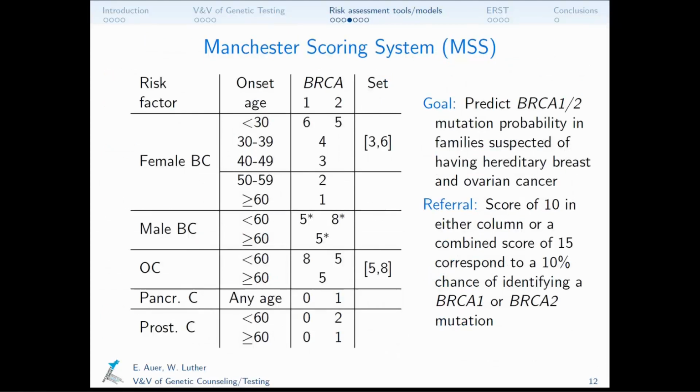The next scoring system is Manchester scoring system. Its goal is to predict BRCA1 or 2 mutation probability in families suspected of having hereditary breast and ovarian cancer. So we see here there are a number of risk factors. They are not exactly the same as shown on the previous slide for the other two. And the referral happens if a score of 10 in either column or a combined score of 15 is achieved. This corresponds to approximately 10% chance of identifying a BRCA1 or BRCA2 mutation.